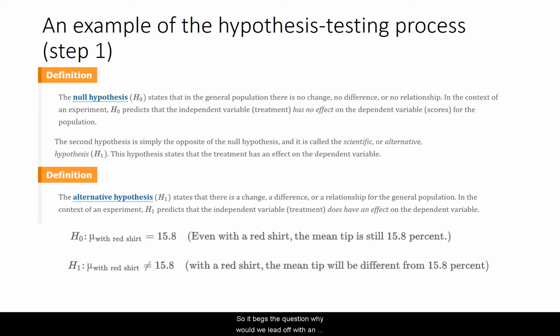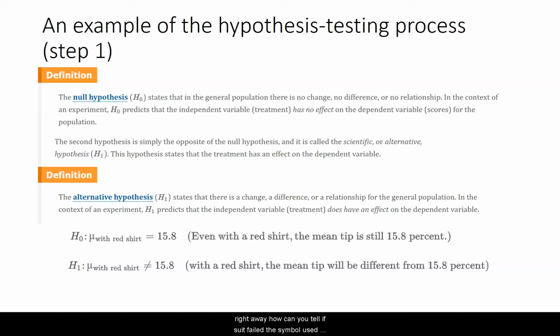So it begs the question, why would we lead off with an inauthentic example? Because we have to explain the process first. It's seldom the case in the real world that we have a bona fide two-tailed test. Generally speaking, the researcher would have it in mind that it would increase tips. However, in this case, we're going to just open up rhetorically with a two-tailed test, and every textbook does it the same way. We have to cover two-tailed tests first, and then we'll get into maybe the more authentic one-tailed test.